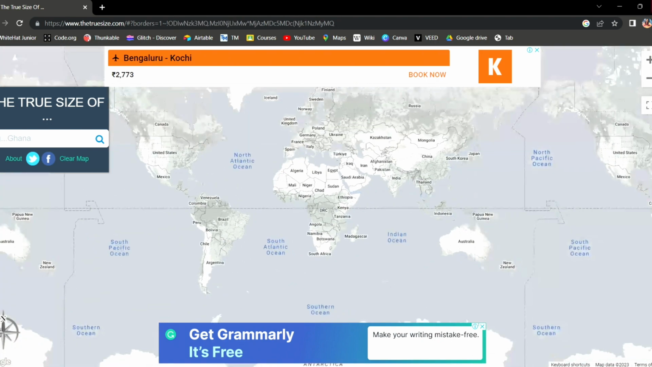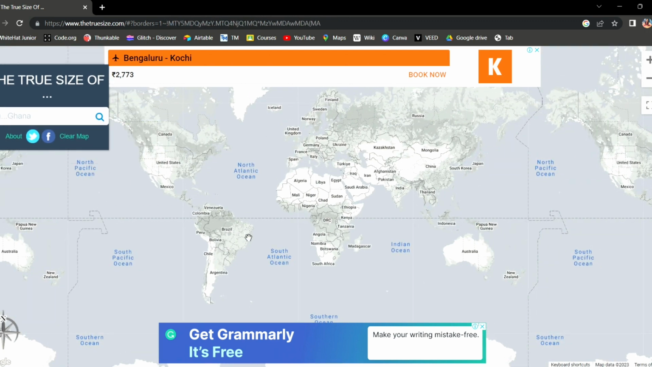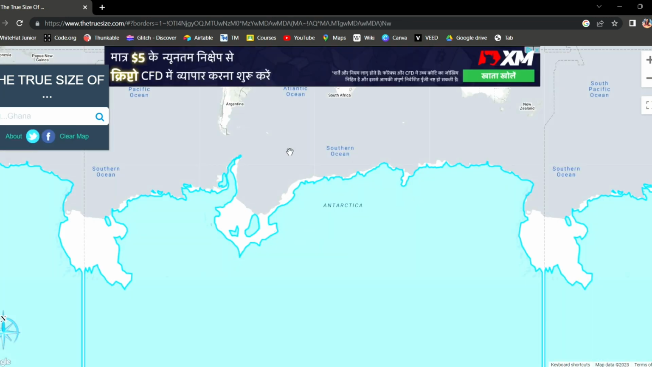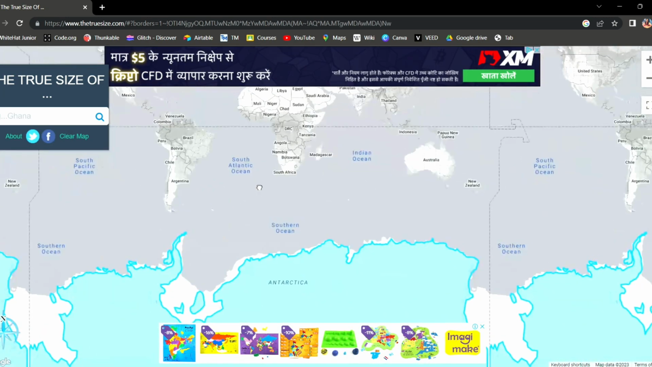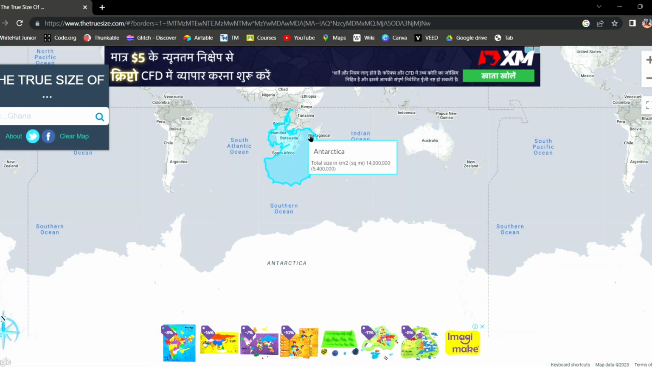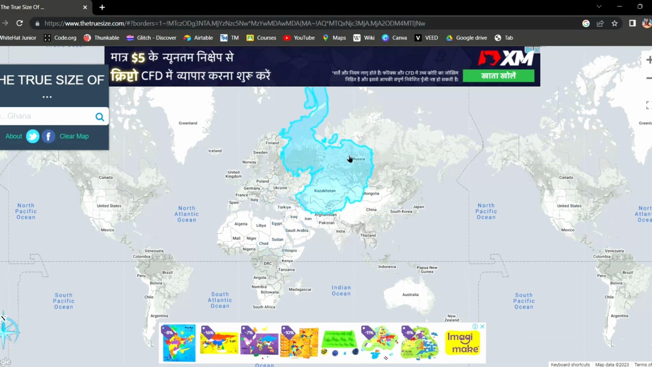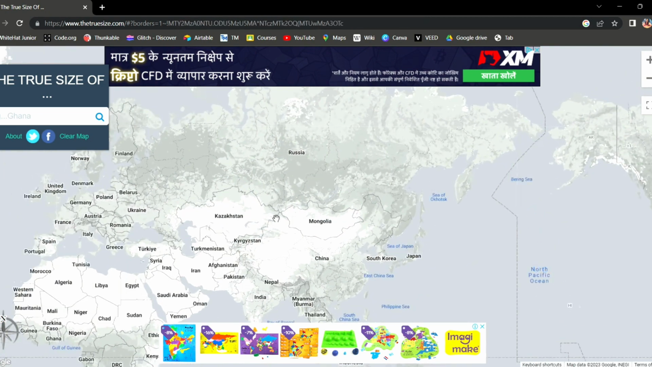So now first, if we take Antarctica, you think, wow, this is very huge. And now this is the most depressing thing in the whole world. It is like the size of pretty much Russia. And last and finally, I'm going to show how many countries can fit in Russia in total.